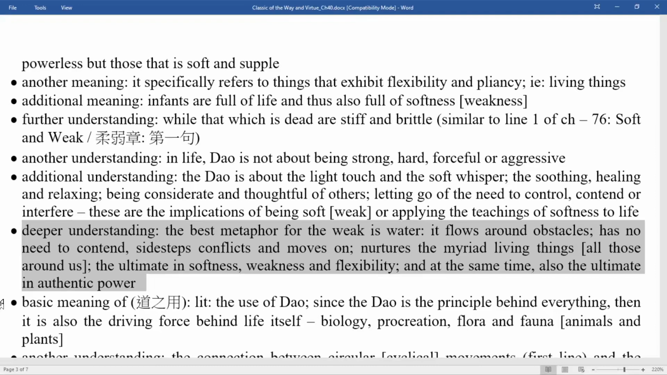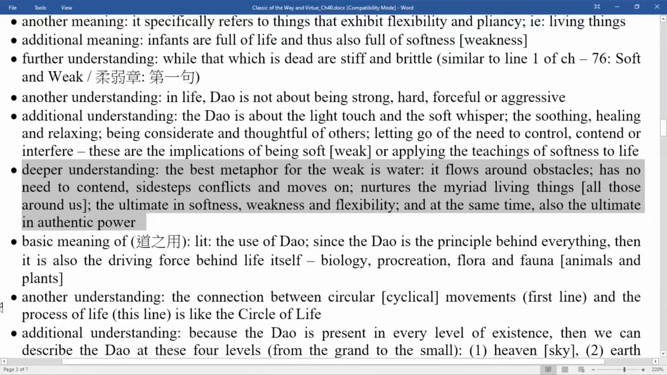So the ultimate in softness, weakness, and flexibility, that's what water is, right? And at the same time, also the ultimate in authentic power, the true power, the actual real power. Because you can't break water, whereas steel you can break, right? You can crack it, you can bend it. Because water is soft, it cannot be broken.